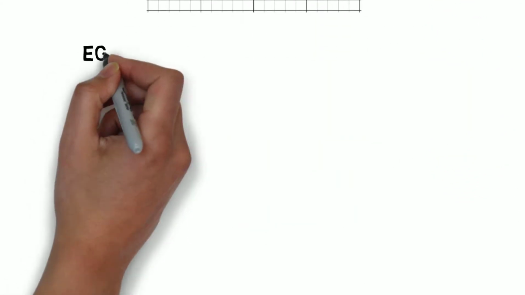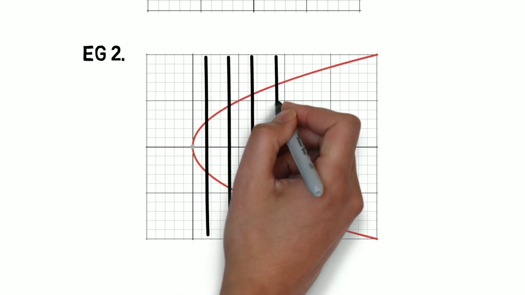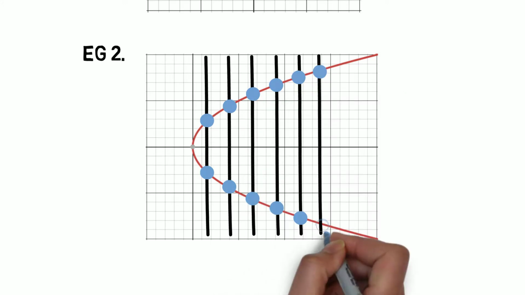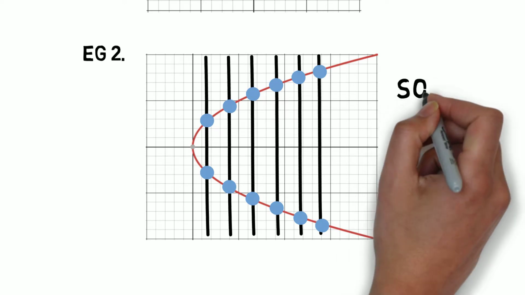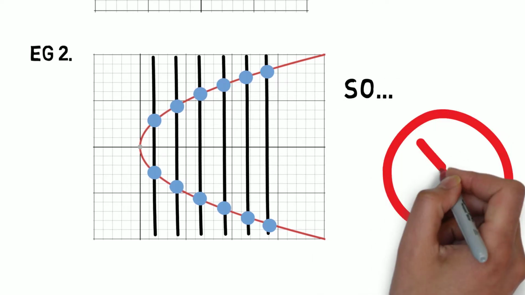y value. Now for example 2, we have another curve, and if we draw vertical lines just like what we did before, and we draw where the vertical lines intersect the curve, we notice each vertical line intersects the curve twice, which means that for every x value there are two y values. So by definition this curve is not a function.